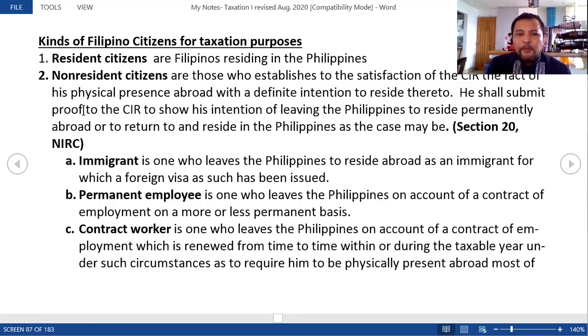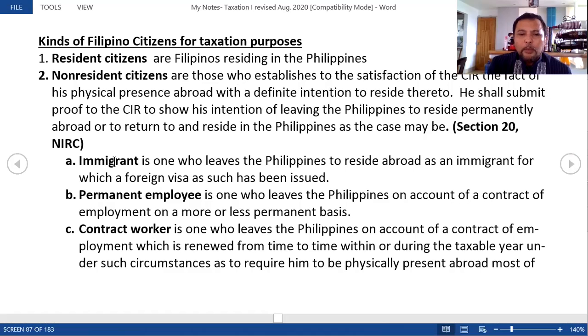He shall submit proof to the CIR. So again, CIR is Commissioner of Internal Revenue, to show his intention of leaving the Philippines to reside permanently abroad and to return to and reside in the Philippines, as the case may be.